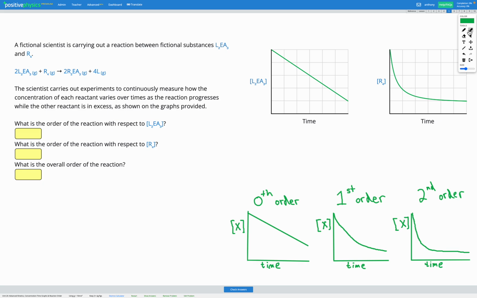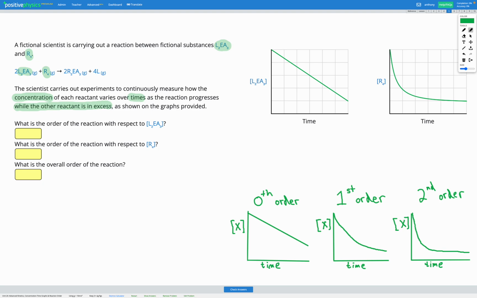Here we have a fictional scientist carrying out a fictional reaction. Here are our fictional substances, L2EA3 and R4. We can see those in our chemical equation here: we've got 2 L2EA3 and R4. Then the scientist carries out experiments to continuously measure how the concentration of each reactant varies over time as the reaction progresses, while the other reactant is in excess. That's important. For the other reactant, we've got so much of it that the change in its concentration isn't going to affect the rate of our reaction.